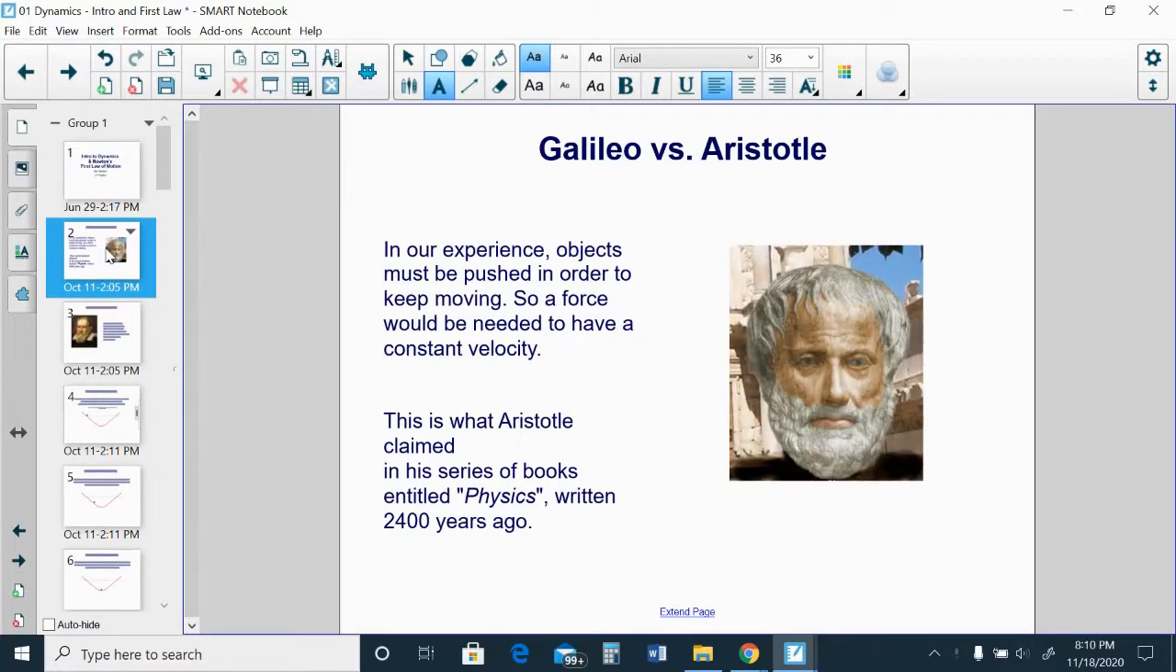So let's start with a little history lesson here. In our experience, objects must be pushed in order to keep moving. This is just what we observe. If you push a book across a table, eventually it's going to stop. It won't just keep going. What this means is that a force would be needed to have a constant velocity. This is what Aristotle claimed in his series of books entitled Physics, written 2,400 years ago. So fun fact, the first physics textbooks were written 2,400 years ago.